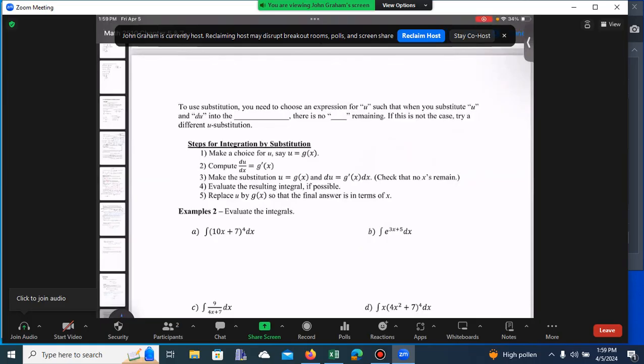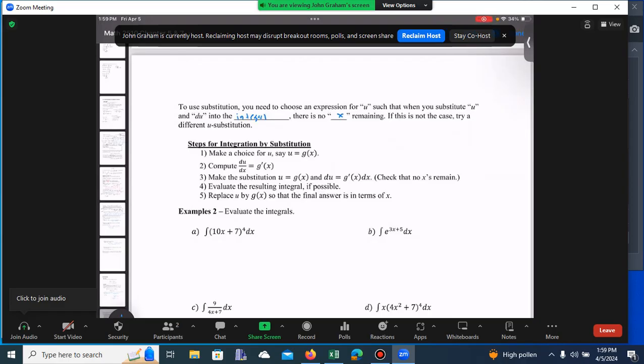Right, so to use substitution, you need to choose an expression for u such that when you substitute u and du into the integral, there is no x remaining. If this is not the case, you can try a different u substitution, but sometimes you're just going to find out that you don't have an integral that can be done with u substitution. And we'll see some of that.